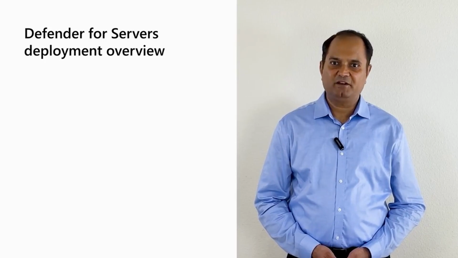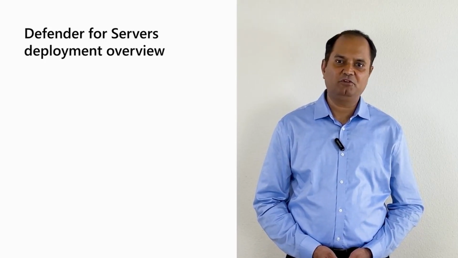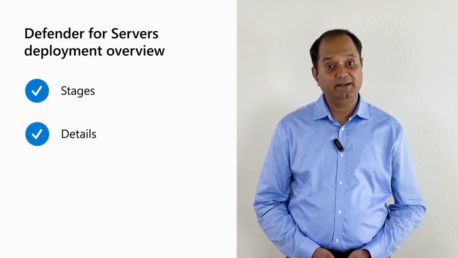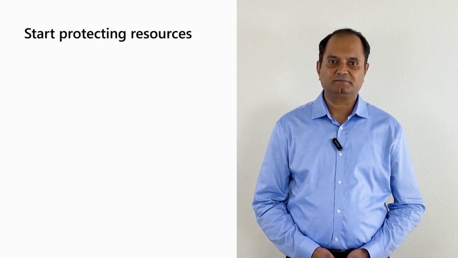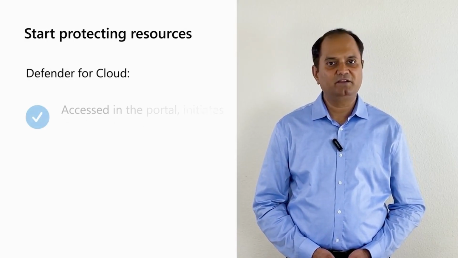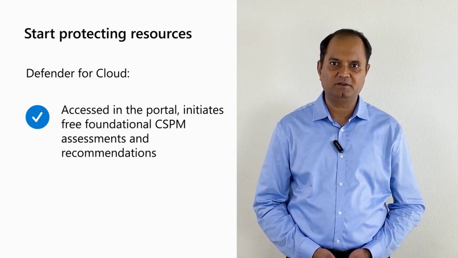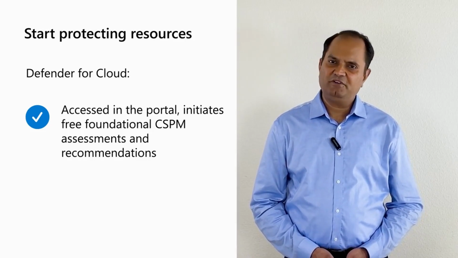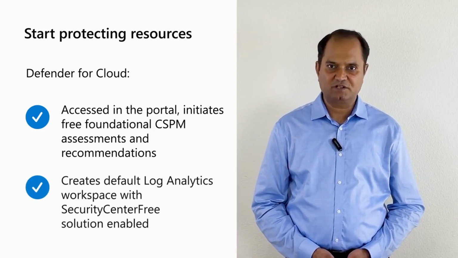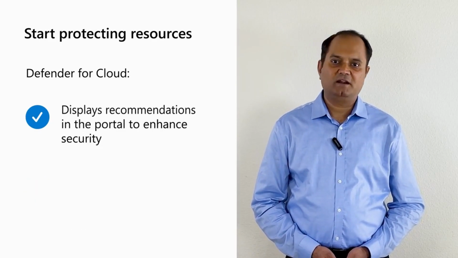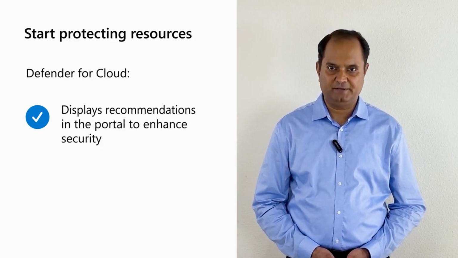When it comes to deploying Defender for Servers, it is helpful to have an overview of the process. Here's a breakdown of the stages involved in deploying Defender for Servers along with their details. The first stage is start protecting resources. When you open Defender for Cloud in the portal, it immediately starts protecting resources by conducting free foundational cloud security posture management, also known as CSPM assessments, and providing recommendations. Defender for Cloud creates a default log analytics workspace with the Security Center free solution enabled. Recommendations will start appearing in the portal to help you enhance your security.